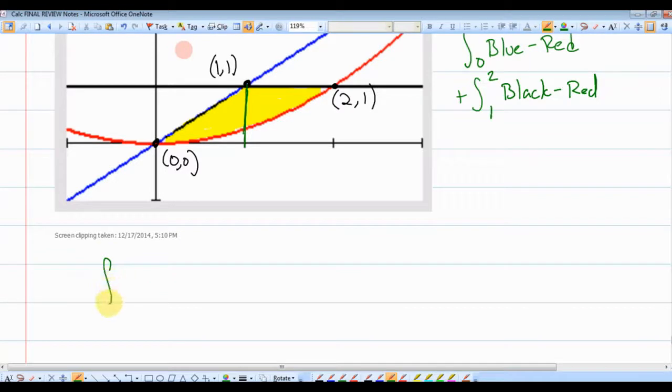We're going to integrate from 0 to 1. What's the equation of the blue curve? y equals x. What's the equation of the red curve? y equals 1/4 x squared. Plus the integral from 1 to 2. What's the equation of the black line? What's the equation of the red line?